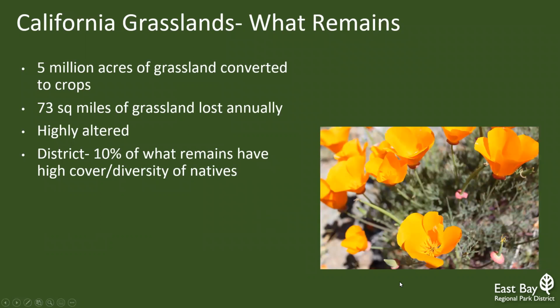So what remains of our grasslands? 5 million acres of grasslands alone have been converted to crops. In the last decade, 73 square miles of grasslands are lost annually. They're highly altered, and in the district, only 10% of what remains of our grasslands has high cover and/or diversity of natives.